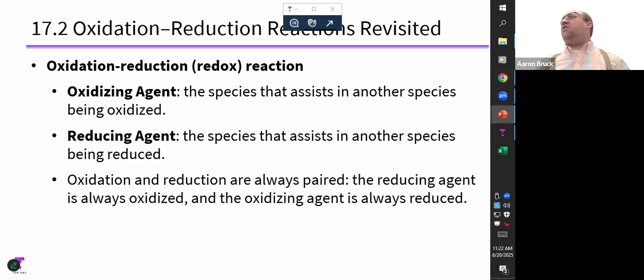Reducing agents are a little bit harder to spot because sometimes they have extra electrons, sometimes they just have lower, less positive oxidation states.